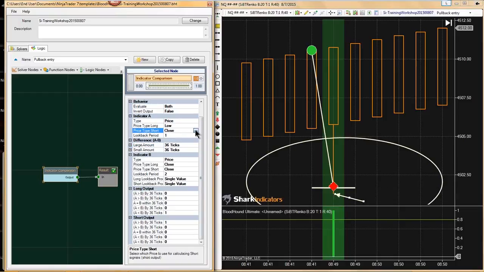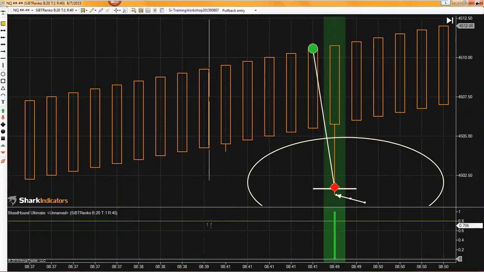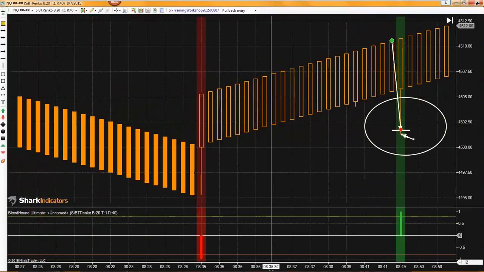I can set this temporarily to the high to test for short signals. So let me do that. Let's take a look through the chart here.